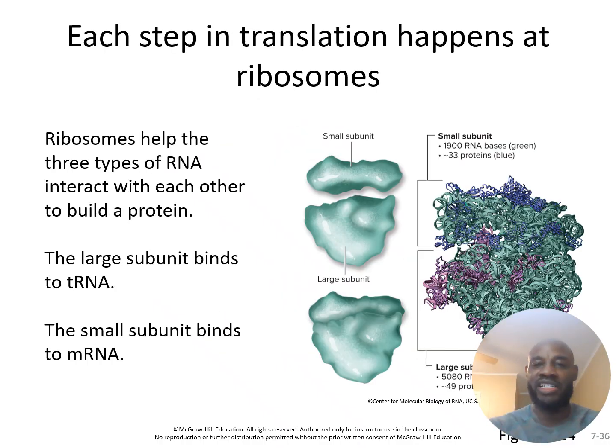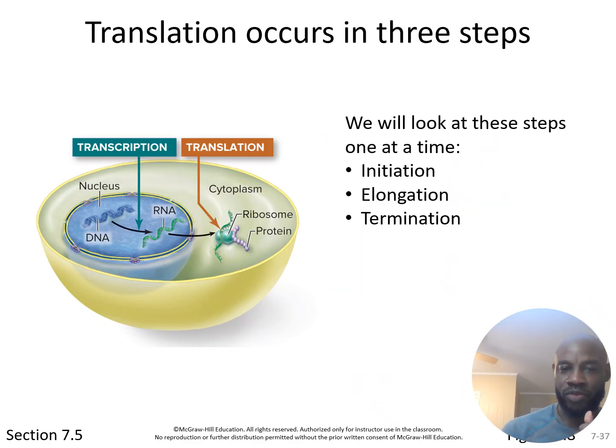So each step in translation happens at the ribosome. Ribosomes, remember, those are the site of protein synthesis in the cell. And so ribosomes help the 3 types of RNA interact with each other to build a protein. The large subunit binds to tRNA, the small subunit binds to mRNA, and we're able to build proteins. So translation occurs in 3 steps: initiation, elongation, and termination. Very similar to transcription, right?